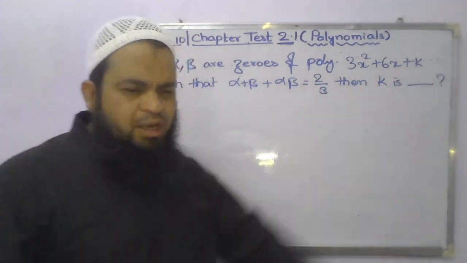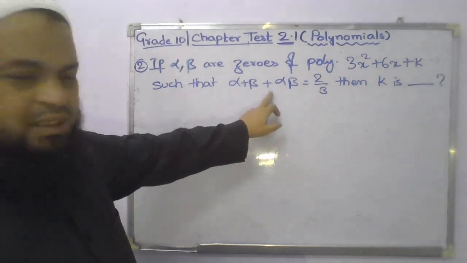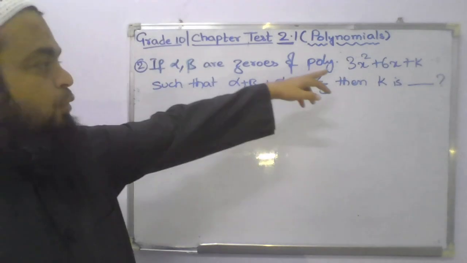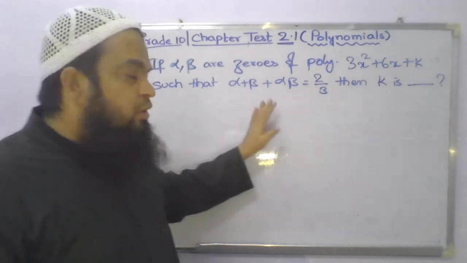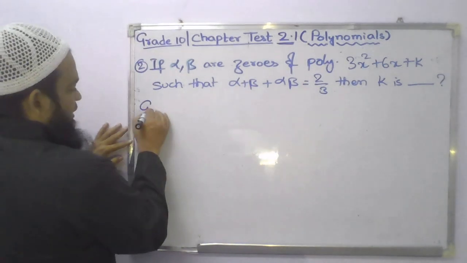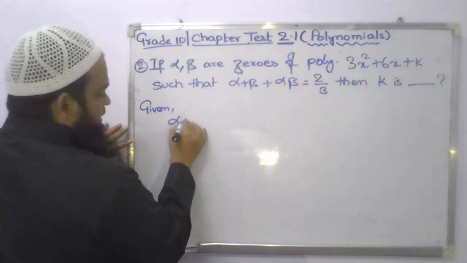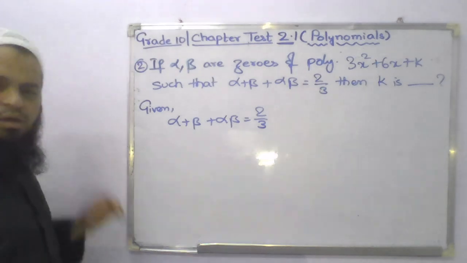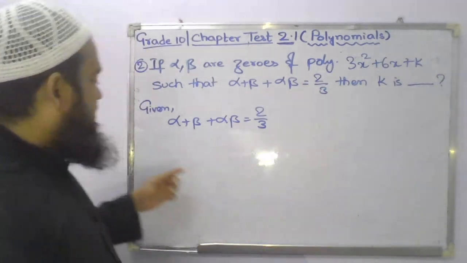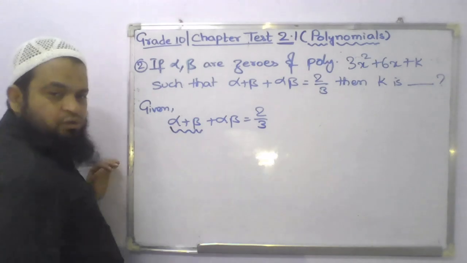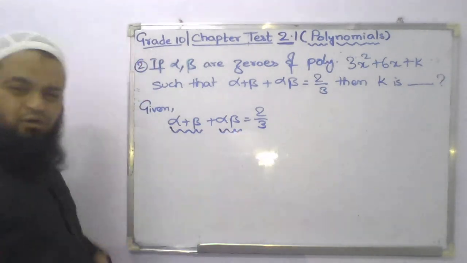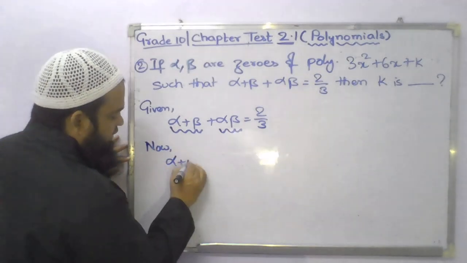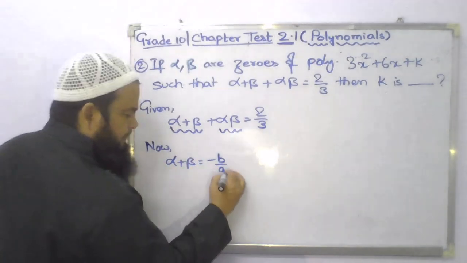6x plus k, such that alpha beta is equal to 2 by 3, then what is k? See here, the polynomial is given and also a condition is given. So what is this condition? Given alpha beta is equal to 2 by 3. When you write this, you should recognize that alpha plus beta is the sum of zeros and alpha beta is the product of zeros, right? Now what is the sum of zeros? Alpha plus beta is equal to minus b by a, right?